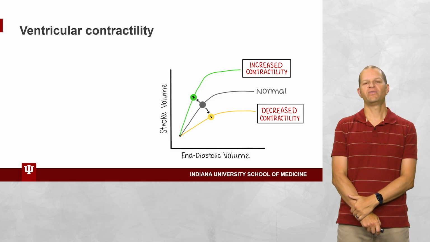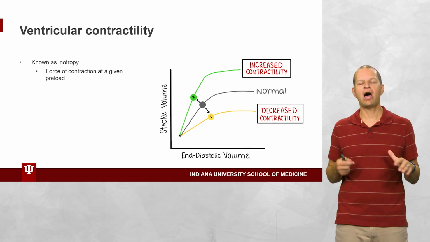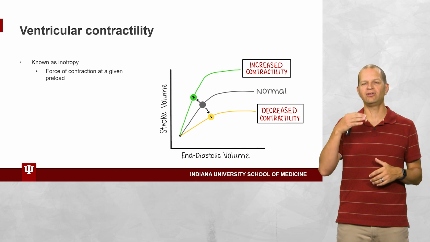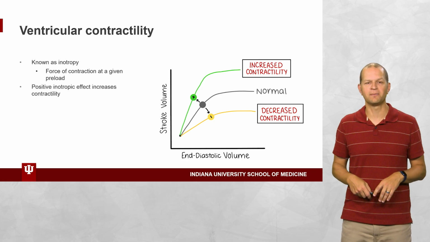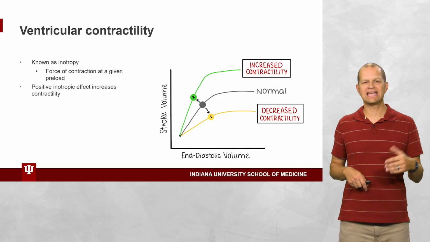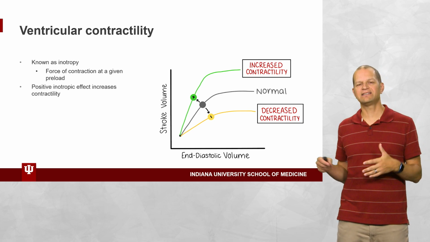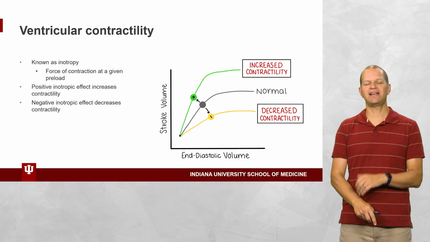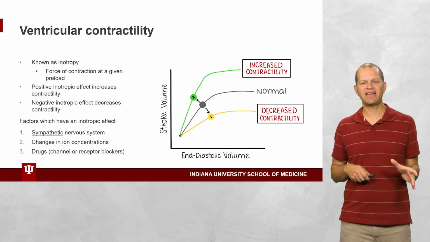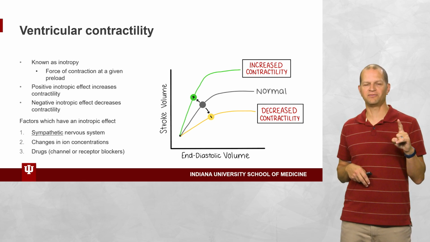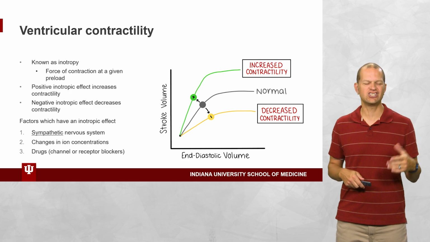Okay, so ventricular contractility. This is known as inotropy. Basically it's just how hard is the heart going to contract for a given level of preload, or how hard is the heart going to contract for a given end diastolic volume. So we can have positive and negative inotropic effects. They all affect contractility. A positive effect increases, a negative effect decreases. So factors which have an inotropic effect: the sympathetic nervous system, notice that it is underlined, that is for a specific reason that we'll get into. Specific changes in ion concentrations, and then specific drugs.